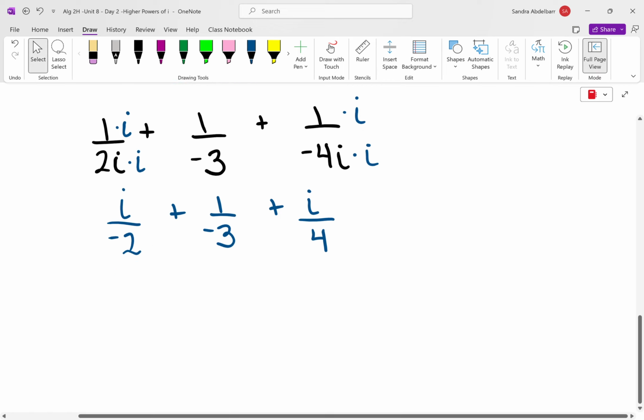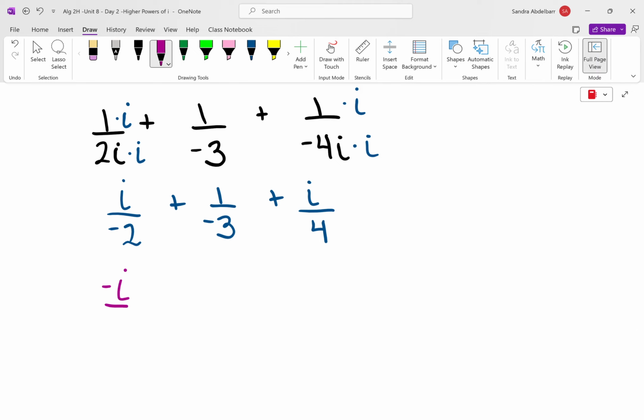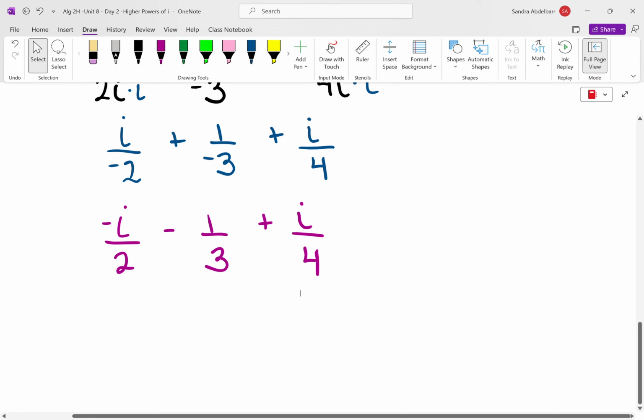All right, now I'm going to create a common denominator. I'm going to assign the negatives to the numerators. So this is going to be -i over 2 minus 1 over 3 plus i over 4. I just brought the negatives to the numerators instead of the denominators. So now when I create a common denominator, my common denominator will be 12.